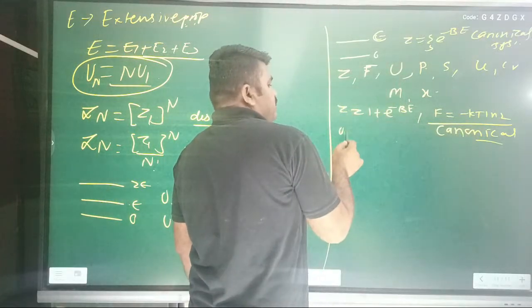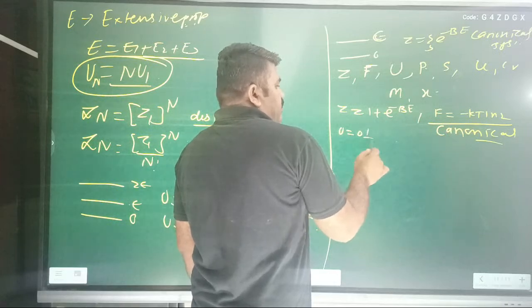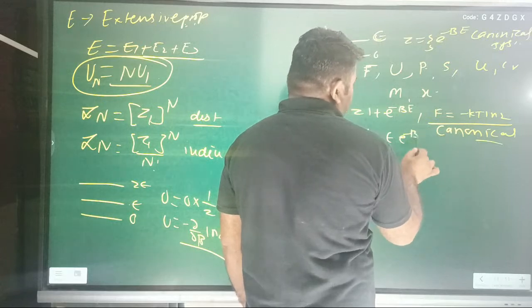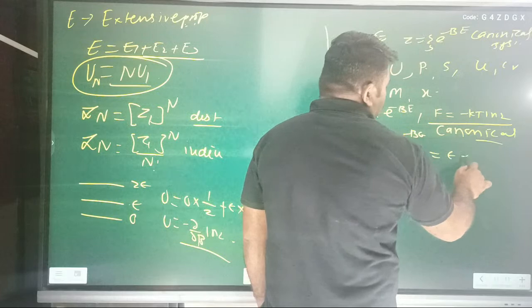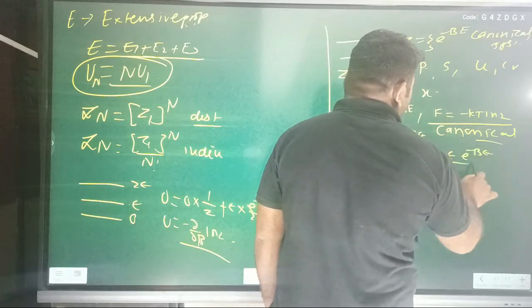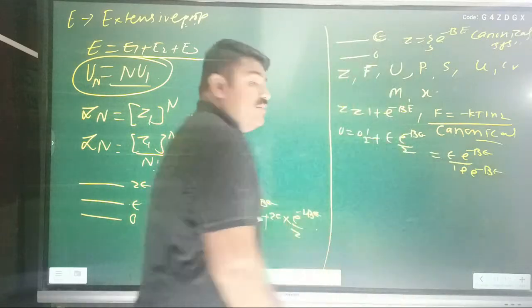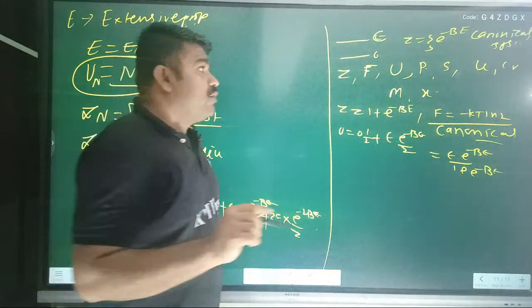U इज इक्वल टू सिंपली, energy 0 into 1 upon Z plus energy epsilon into e to the power minus beta epsilon upon Z. And this is equal to how much? Simply epsilon e to the power minus beta epsilon upon 1 plus e to the power minus beta epsilon. This is the which value? U value. थर्ड वन हमें एंट्रोपी फाइंड आउट करना है.